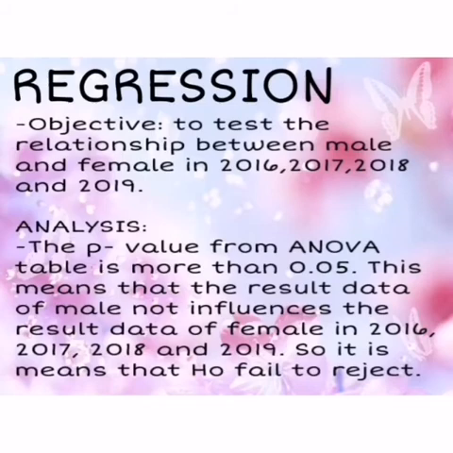Next, regression. The objective of regression is to test the relationship between male and female in 2016, 2017, 2018, and 2019. From the analysis, we can know the p value from ANOVA is more than 0.05. This means that the result data of male does not influence the result data of female in 2016, 2017, 2018, and 2019. So it means that we fail to reject.